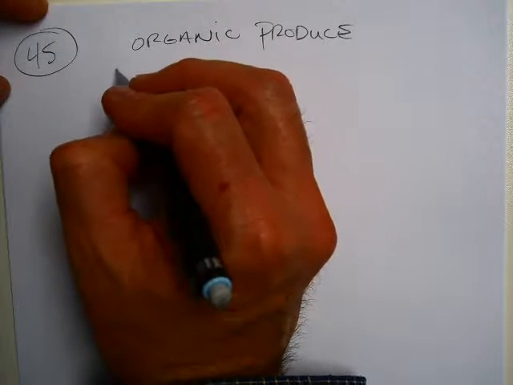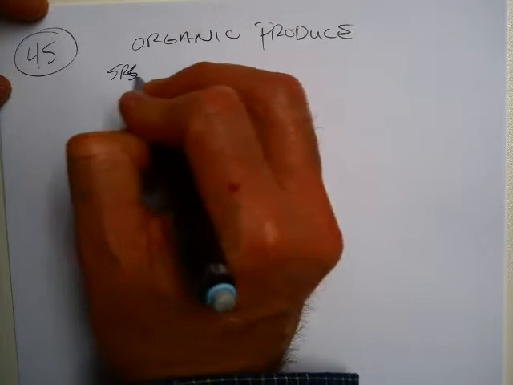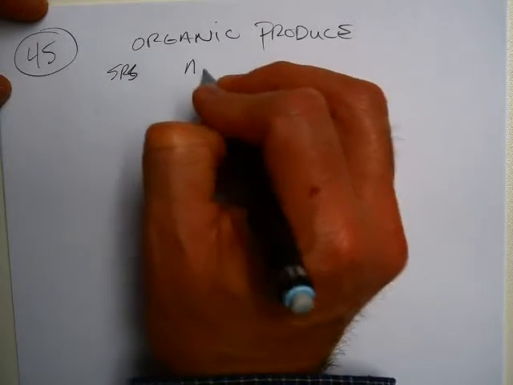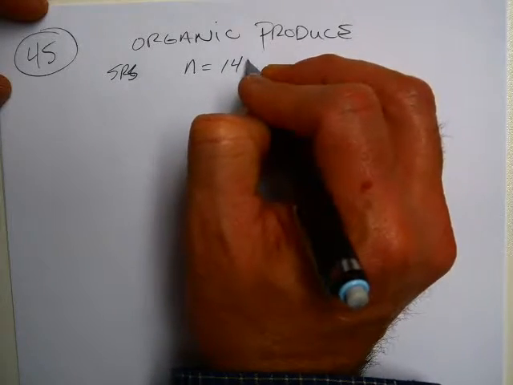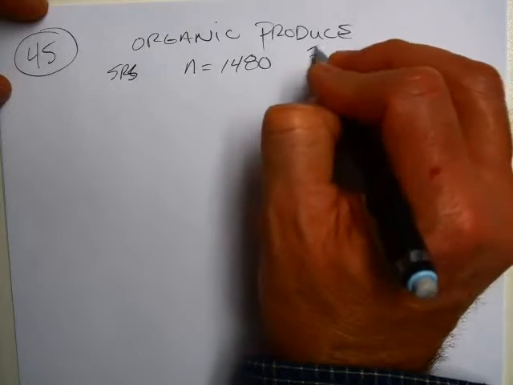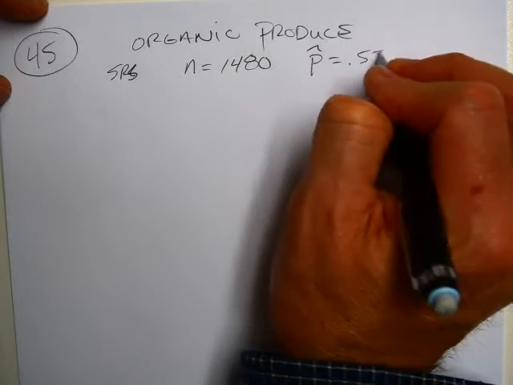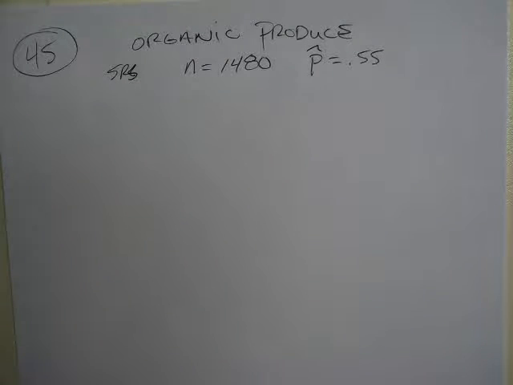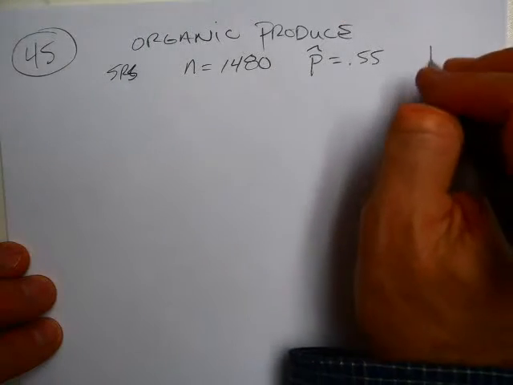Okay, so here's what I've got. SRS. I've got n equals 1480, and p-hat is 55%, 0.55. That's what I gathered out of that. Construct and interpret a 99% confidence interval for the proportion of all adults who think the organic produce is better for health. So we're looking for p.